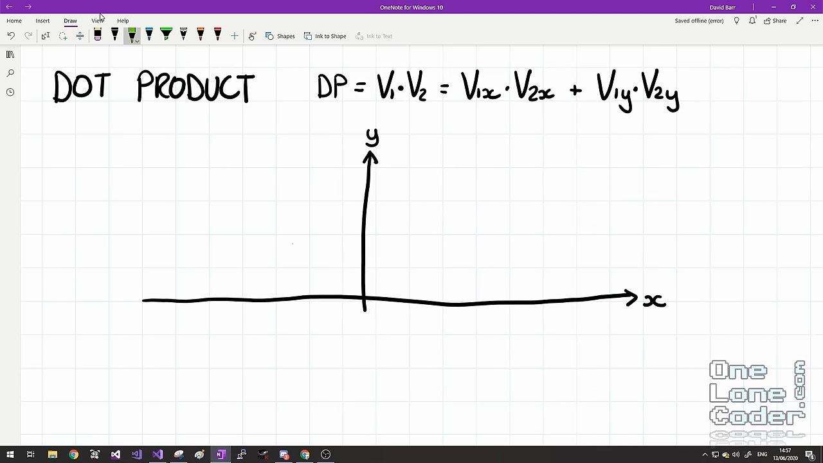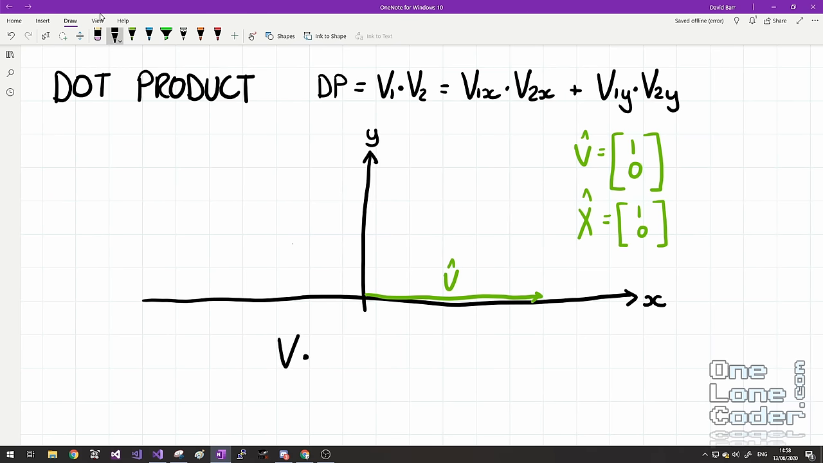Consider the following. Here I've got my x-axis, which I'm going to describe as a unit vector. And here I've got another vector, which is also a unit vector. I'm going to calculate the dot product between these two unit vectors. So we've got v dot large x in this case, which are both unit vectors. We'll calculate the dot product, so that's 1 times 1 plus 0 times 0 equals 1.